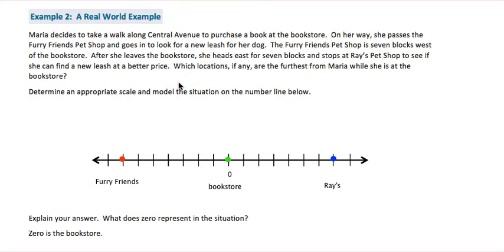And since we didn't answer the question yet, which locations, if any, are the furthest from Maria while she is at the bookstore? While she's at the bookstore, both locations are exactly the same distance away. Ray's is to the east, and Furry Friends is to the west, but at the bookstore they are the same distance away from each other.